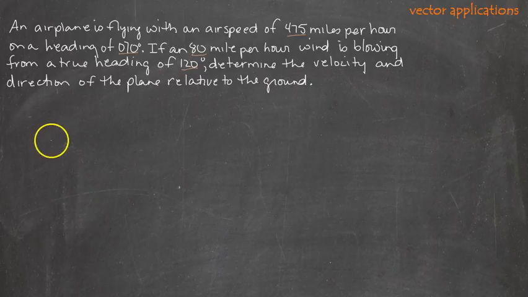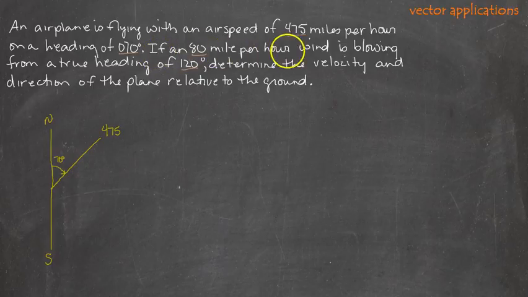So first, let's sketch a picture of this. You have a plane, so this would be north and this would be south, and you have a plane heading 475 miles, that's the scalar, per hour, at a bearing or a heading of 070. And this is the notation for whenever you're dealing with an angle from the north going in the clockwise direction. So we know this is a 70-degree angle.